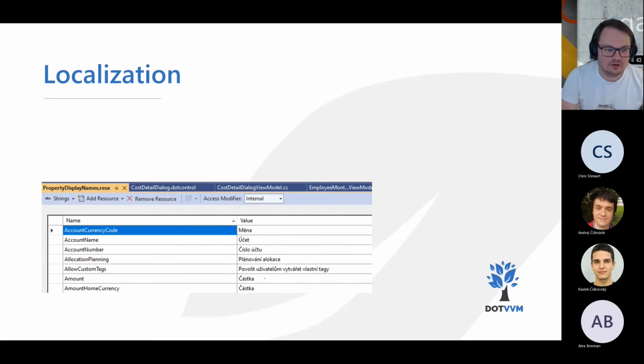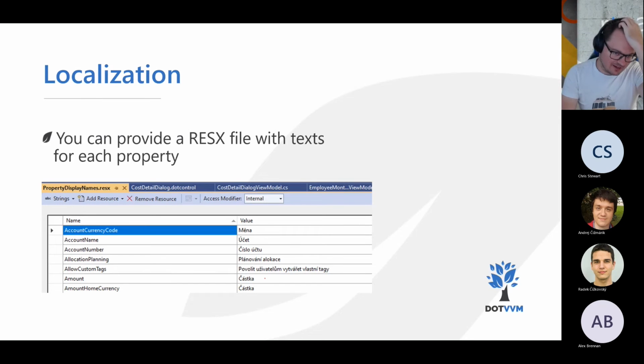We also support localization, so you can provide a resx file with names of properties in the model. For example, account name, account number, and wherever the property is named like that, it will use the value from the resource file. So this is in the Czech language, but you can also have other versions of this resx file. And based on the user's culture, the appropriate strings will be picked up from the resource file.